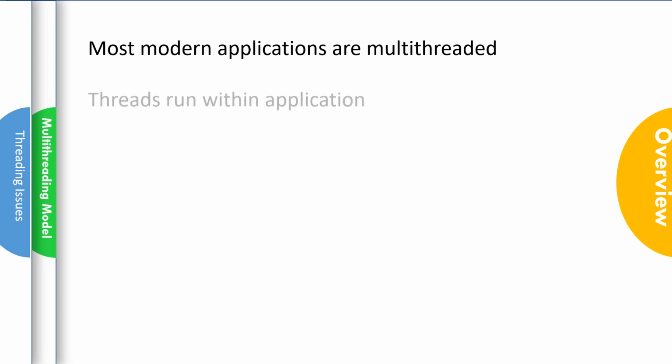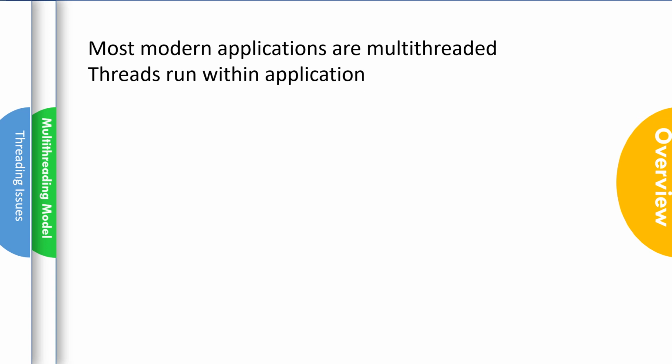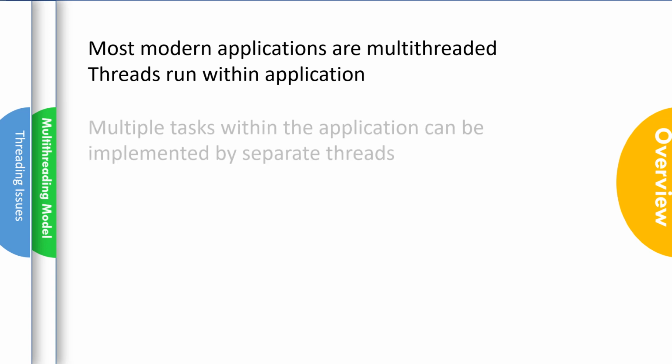Most modern operating systems and applications are multi-threaded. Threads run within the application. So what do you mean by this? In the last chapter, we have seen that the process is a program in execution. There, the process was considered as a single thread. That means when a process starts its execution, it has a single task being done at a time. But in threads, we have multiple tasks being done by a process simultaneously. So multiple tasks can be done by threads simultaneously.